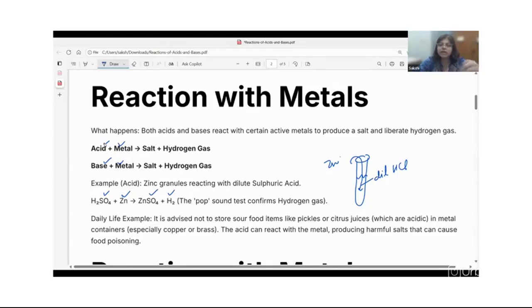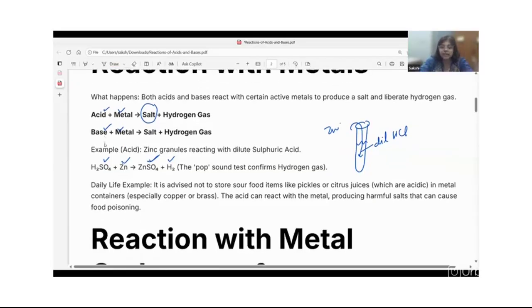Okay. So in our daily life, it is not advised for us to store things like lemon pickles or citrus fruits in metal containers, right? Because this acid reacts with metals and produces salt. For example, like here zinc sulfate is produced, so it produces harmful salt. That is why, generally you must have seen, we store pickles in glass jars. We don't store pickles in steel containers, right? Okay, so that is the reaction with metal.